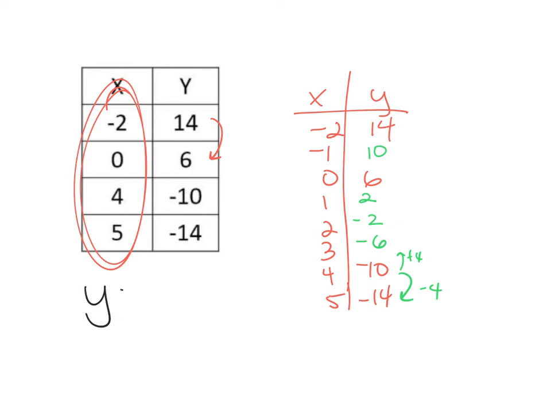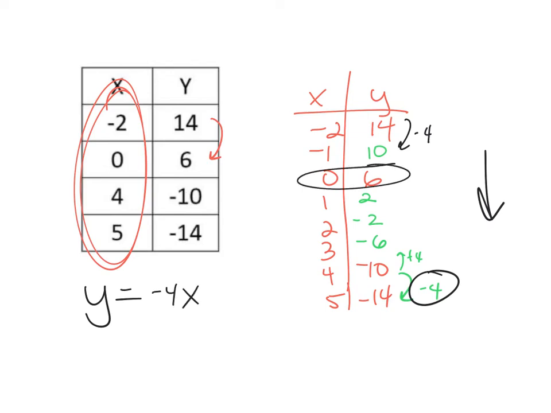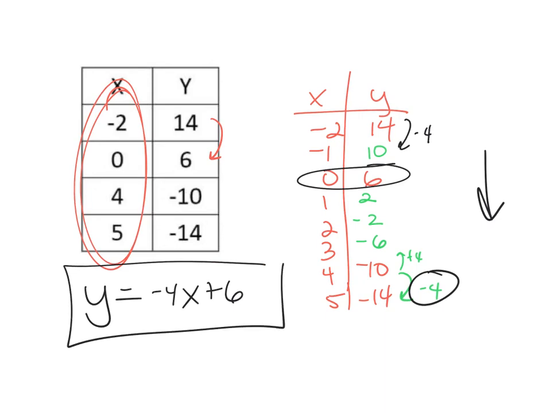All right, so in the equation y equals mx plus b, the m is what we're doing each time, and we are subtracting 4. So we're subtracting 4, so -4x, and then plus 6, because when x is 0, y is 6. Okay? All right, so the worksheet that you're going to complete is on this stuff right here.